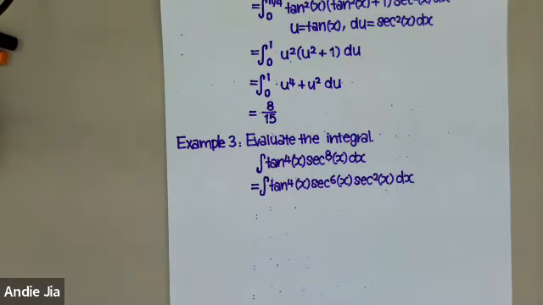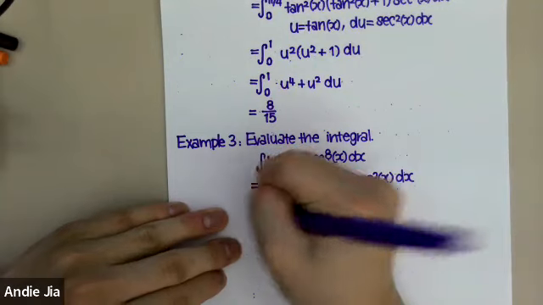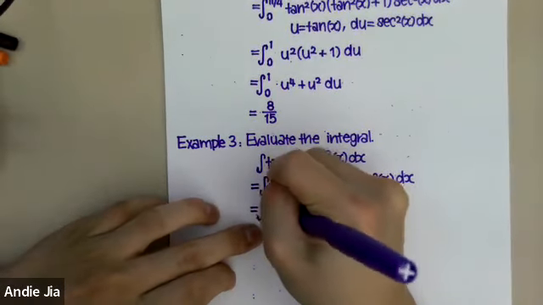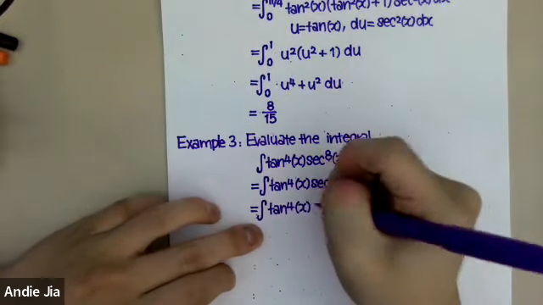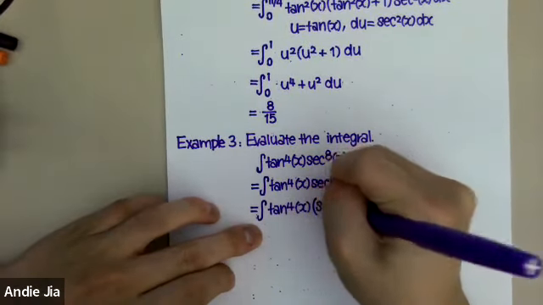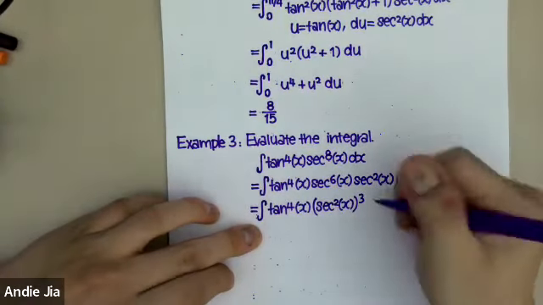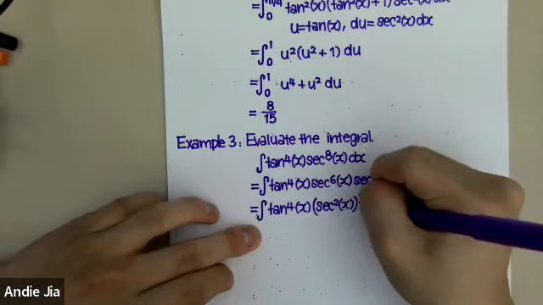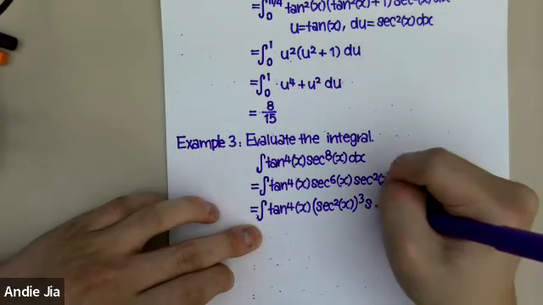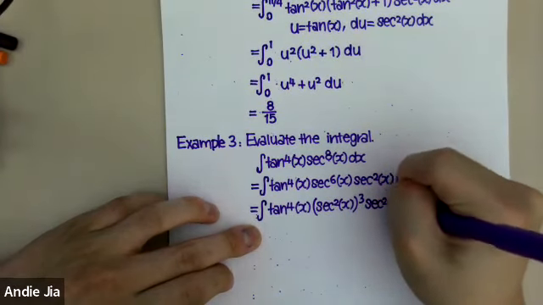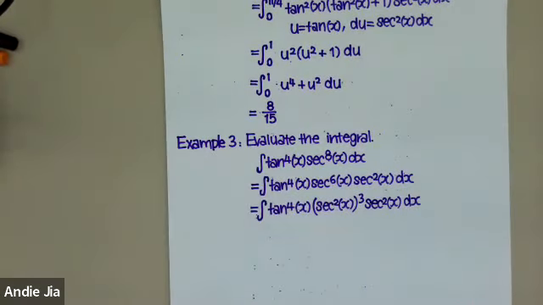And then you just have this whole process. It will be tangent to the 4th of x, secant to the 6th. Here's the trick: secant squared of x times secant squared of x, to get the cubic. And then secant squared x dx.